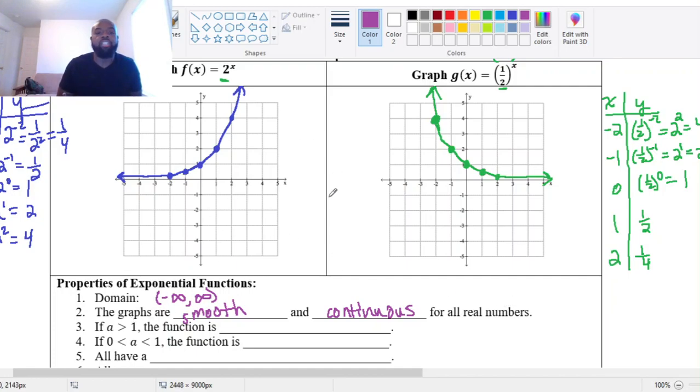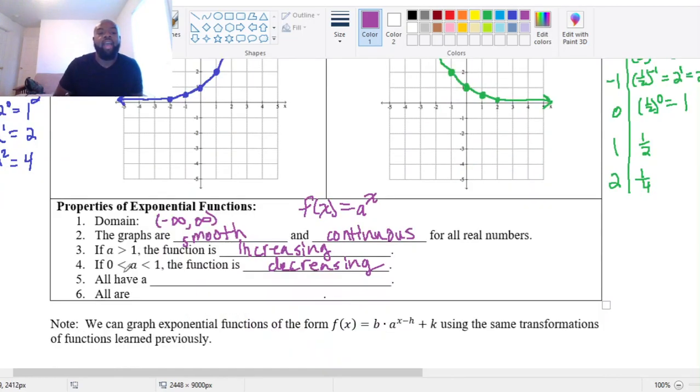When a is greater than 0, right? So remember we have f of x equals a to the x, right? So like the graph of 2 to the x, the function is increasing. When a is a number between 0 and 1, right? So a number like 1/2, the function is decreasing.